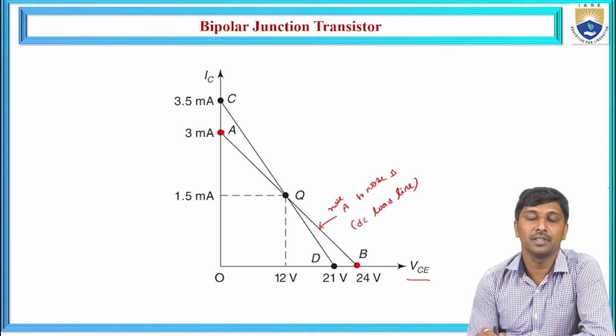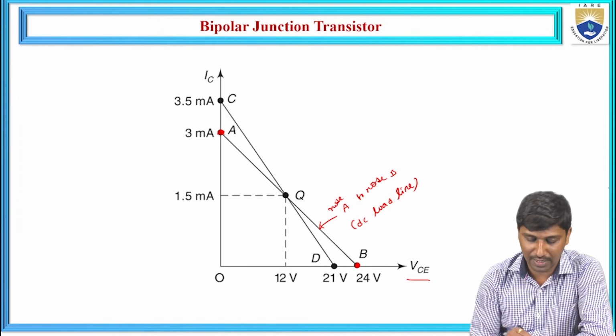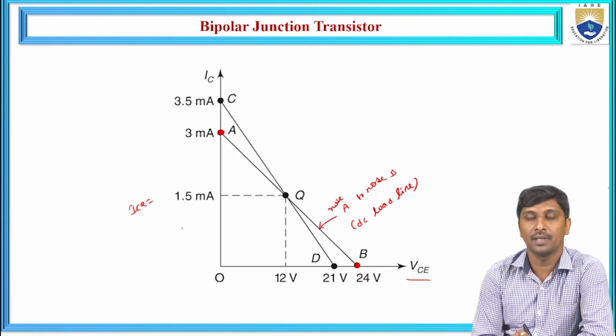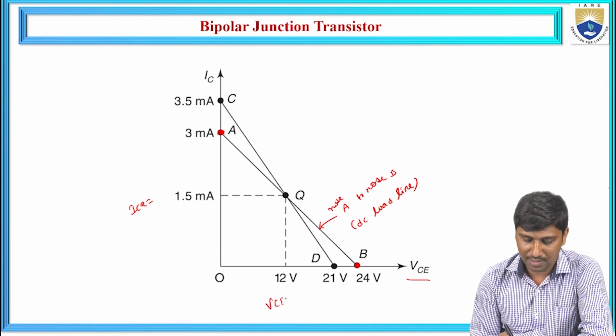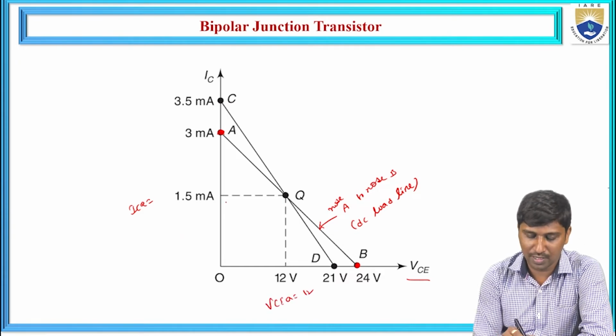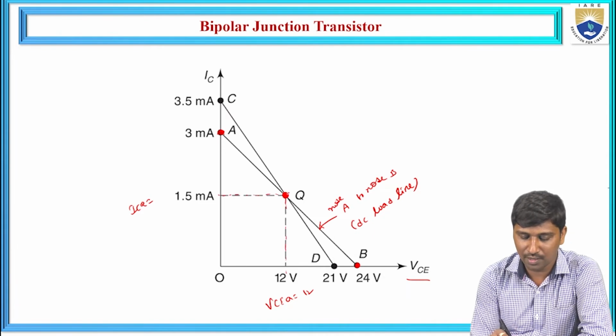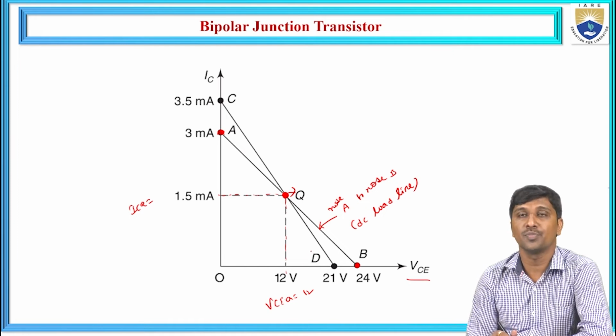Then we observe the Q point. So what do we observe in the Q point? The Q point is located at the center of the DC load line. Hence, ICQ we have is 1.5 milliamperes, and VCQ we observe is 12 volts. So we locate this 1.5 milliamperes and 12 volts, that is the intersecting point. It defines the Q point.